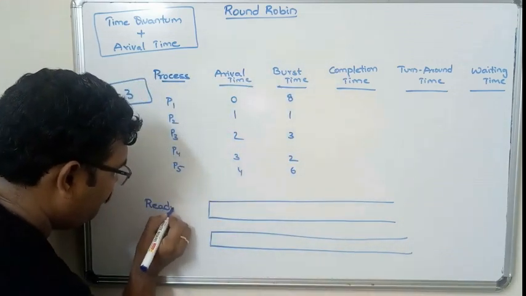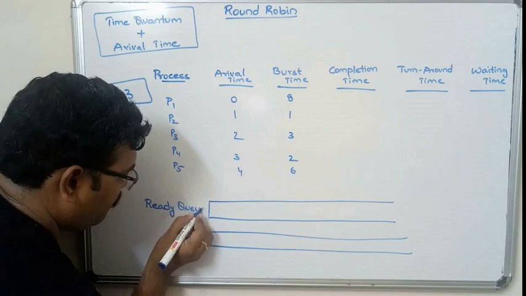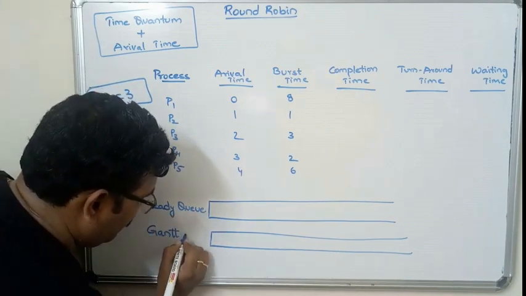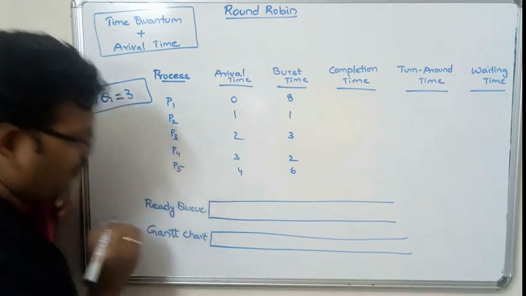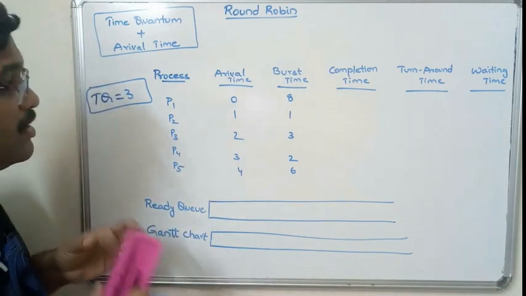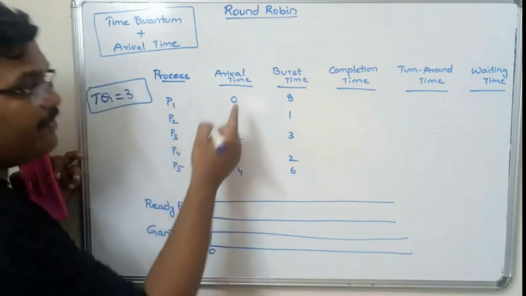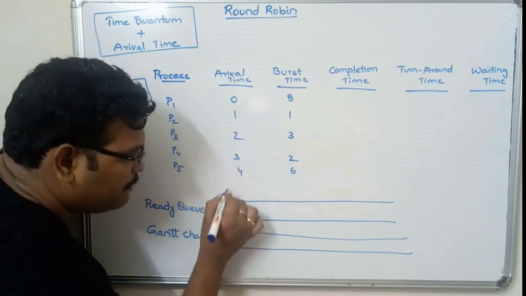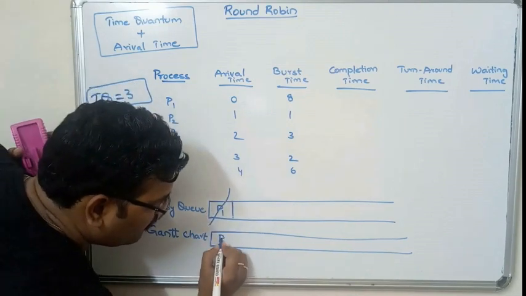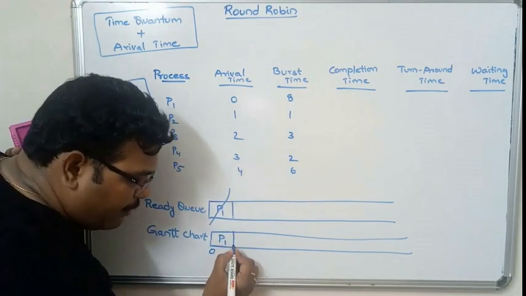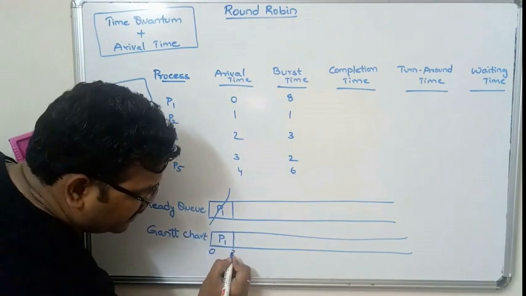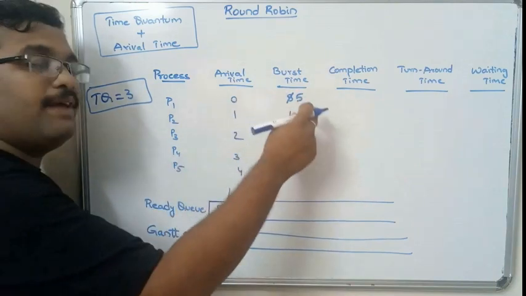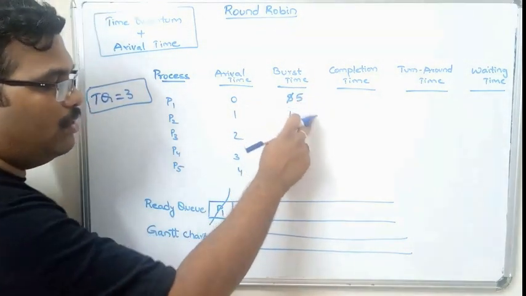This is the ready queue. This is the Gantt chart, right? So at the time of 0, only P1 is available in the ready queue. This P1 will be removed from here and allocated to the CPU, and it will be executed till 3 milliseconds. P1 still requires 5 milliseconds to complete its execution.